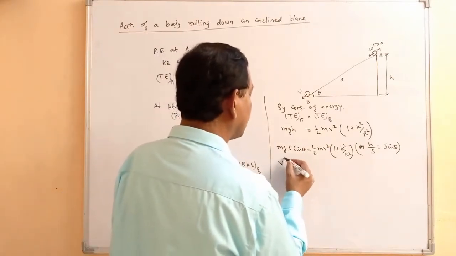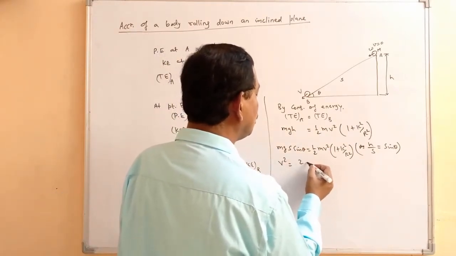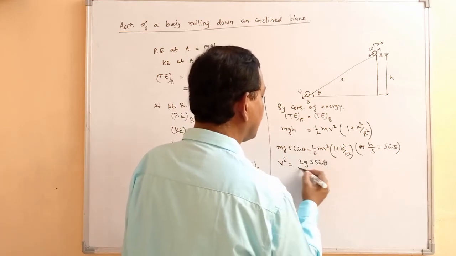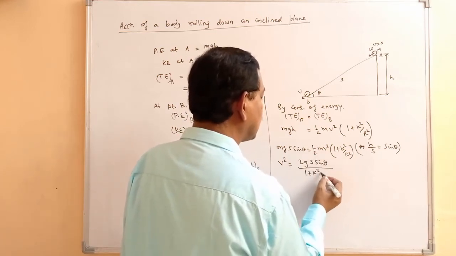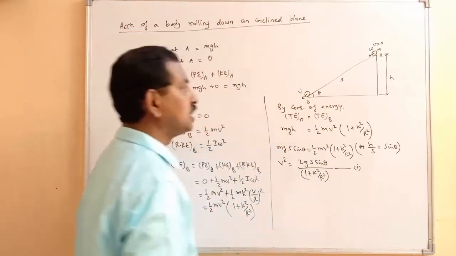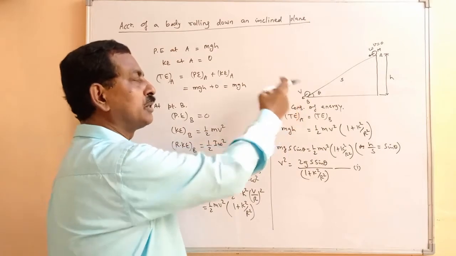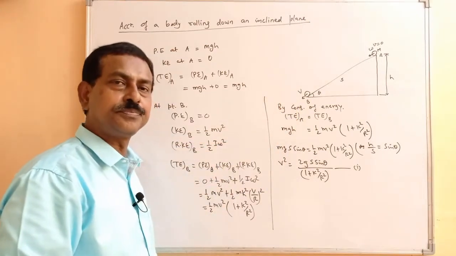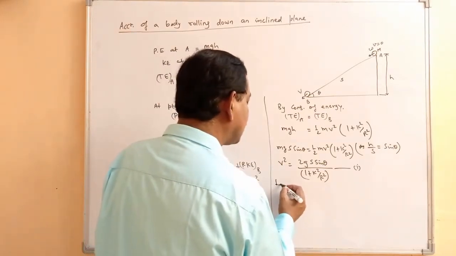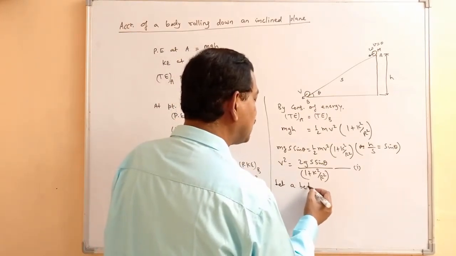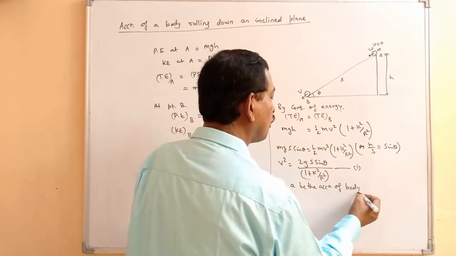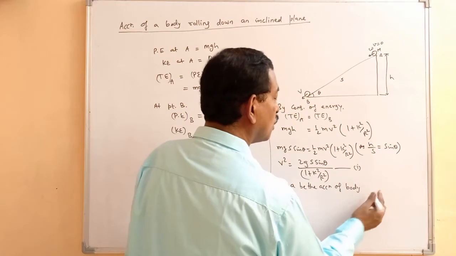So v square, how much will you get? It will be 2g s sine theta divided by 1 plus k square by r square. This is the expression for the square of the velocity when the body reaches point B. Now let's assume that a is the acceleration of the body rolling down.